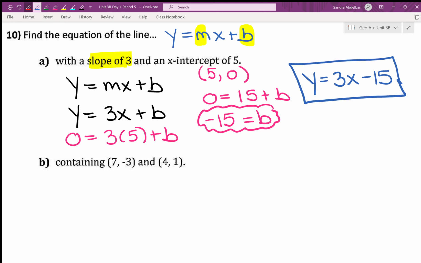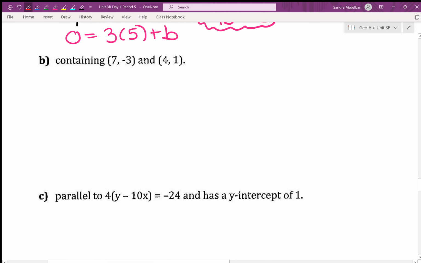Okay, so now I'm going to make this a little bit more difficult. So now we're creating the equation of a line. So again, I want an equation of a line. What format is that? Y equals mx plus b. And what do we need a number for? We need a number for m and a number for b.